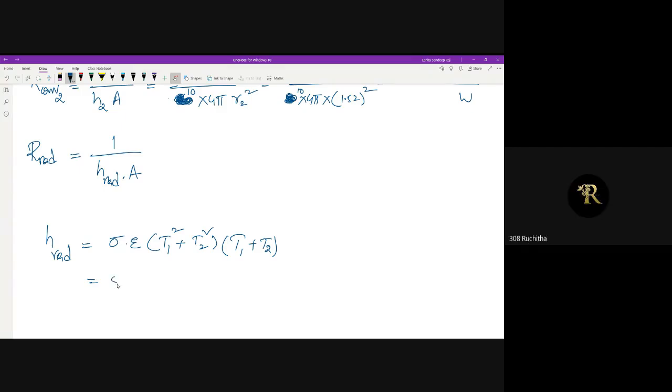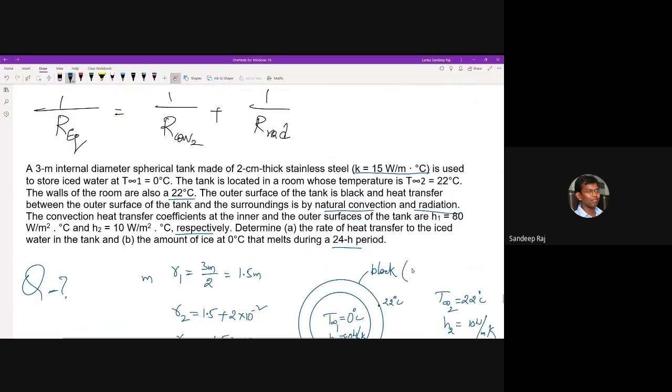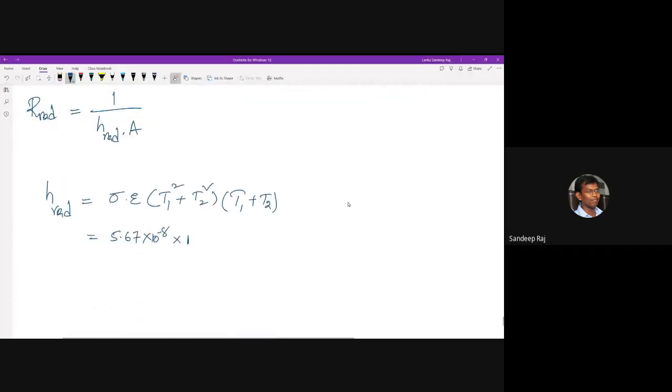So what is sigma value? 5.67 into 10 to the power of minus 8 watt per meter square Kelvin power 4. What is the epsilon value? Epsilon value, let us take it as 1 because what is given is the outer surface is black. So the epsilon is equal to 1. That is the emissivity value. We can consider it as 1 because it is given that it is a black color on the outer surface. That is a clue for you.